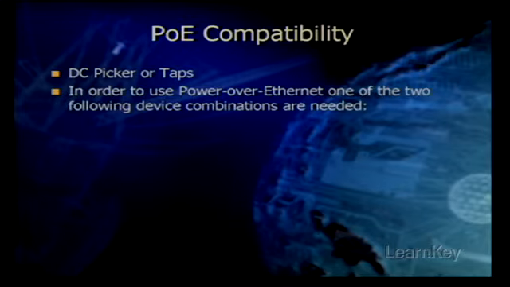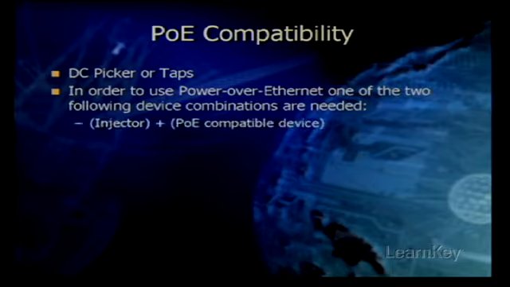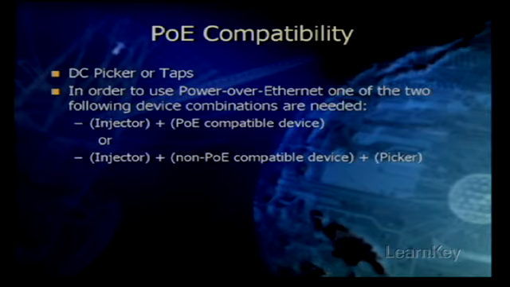Now, as far as PoE compatibility goes, there are going to be some devices that are considered to be not PoE compatible, and they can be converted to Power over Ethernet by way of what's known as a DC picker or tap. These are sometimes called active Ethernet splitters. This device is actually going to pick off the DC voltage that has been injected into the Cat5 cable by the injector and actually make it available to the equipment through the regular DC power jack. However, in order to use Power over Ethernet, one of the following device combinations has got to be used: an injector plus a PoE compatible device, or an injector plus a non-PoE compatible device plus a picker.